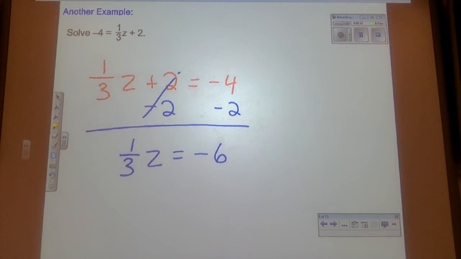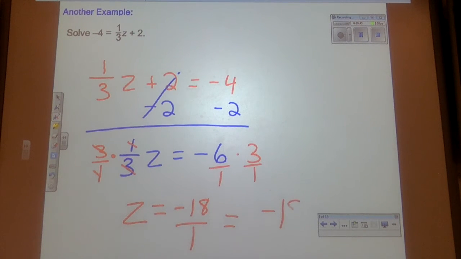Now we have 1/3 z equals -6. So we're back to a one-step equation. We want to get rid of that fraction, so we're going to multiply by the reciprocal, 3/1. What we do to one side, we do to the other. On the left, 3 times a third crosses off. We're left with z equals, on the right, -6 times 3 is -18, and then over 1 times 1, and it just equals -18.